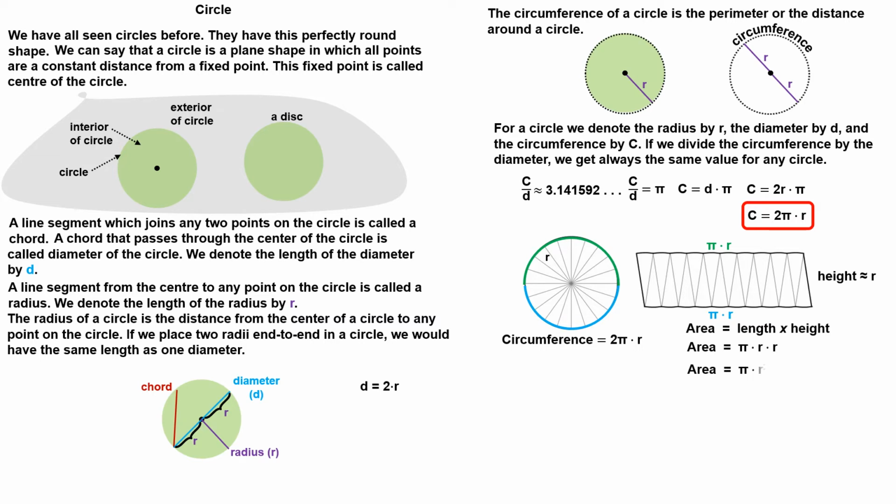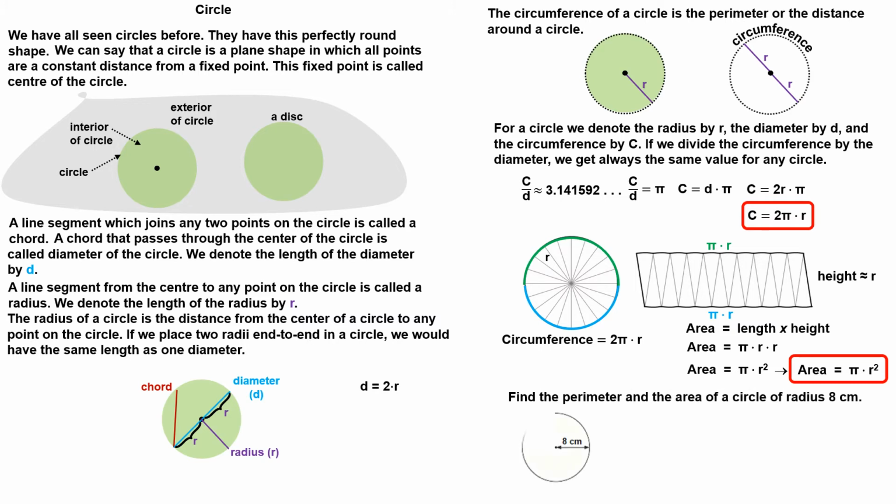Area of a circle equals pi times radius squared. Find the perimeter and the area of a circle of radius 8 centimeters. Take the formula to find the perimeter of the circle. Change r by 8. The perimeter is 16 pi.